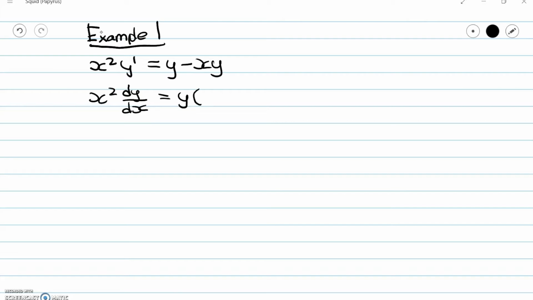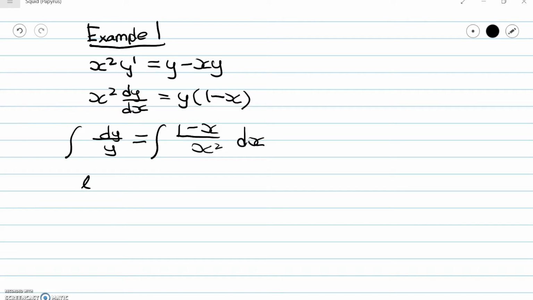In example 1, you have x squared y' equals y minus xy. x squared dy/dx equals y(1 minus x). By dividing both sides by x squared and y, you'll get this form.